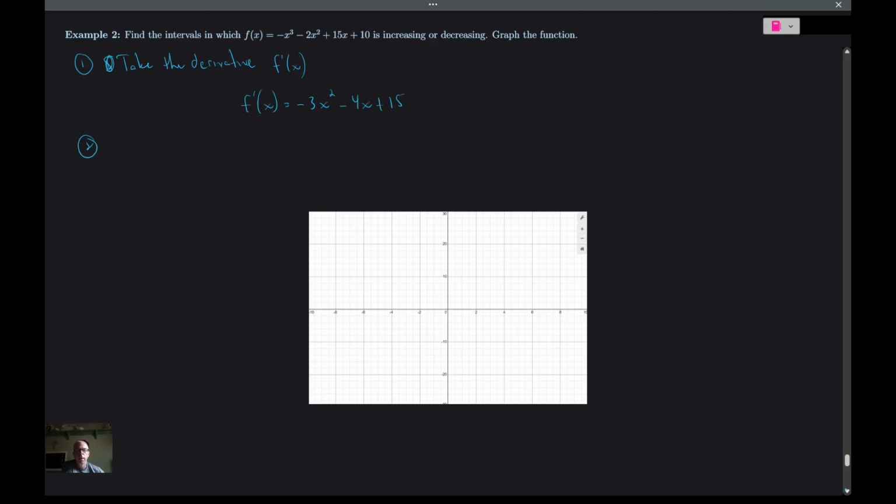Step 2, set f prime of x equals 0 and solve for x. And what does this give us? This gives us our critical numbers.